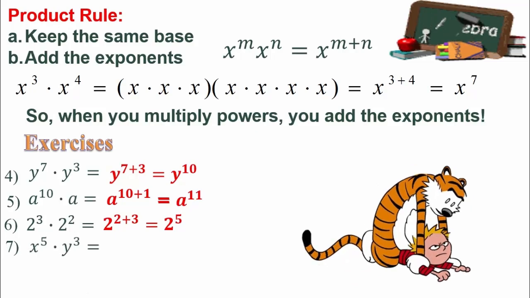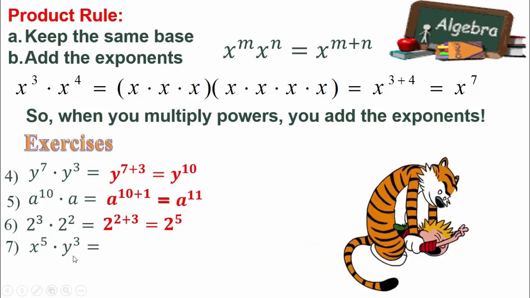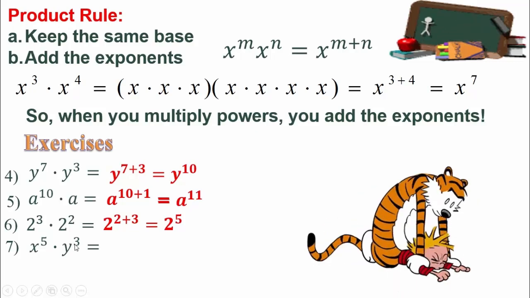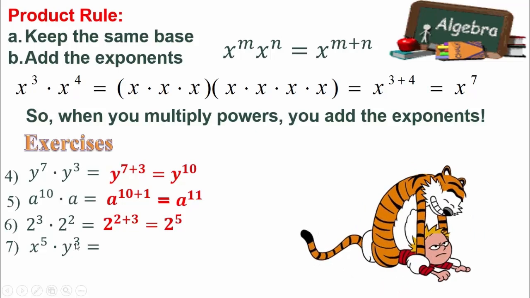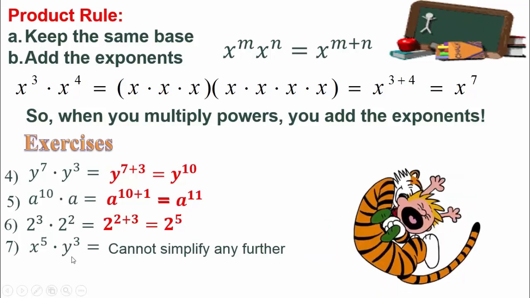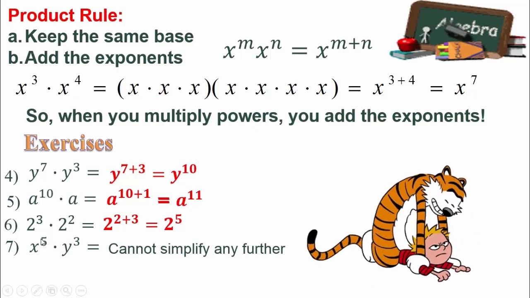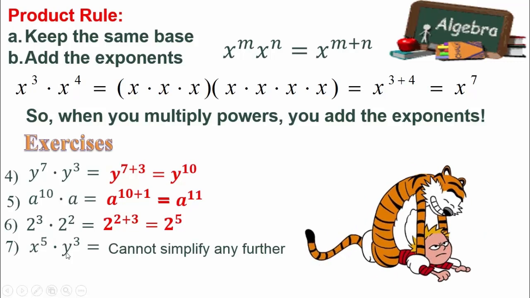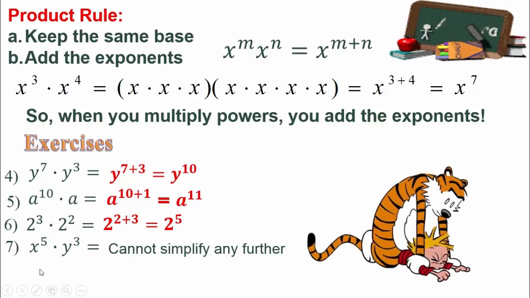In example number 7, here we have an issue because we have x to the 5th and y to the 3rd. There's an issue because our bases are different. So that means that we cannot simplify this any further. So that's important to note, and you must be very careful to make sure that when you're doing the product rule and you're adding up the exponents, that your bases are the same.